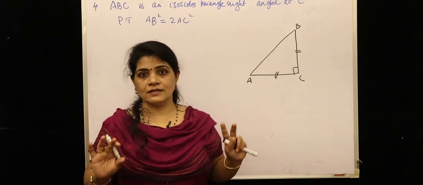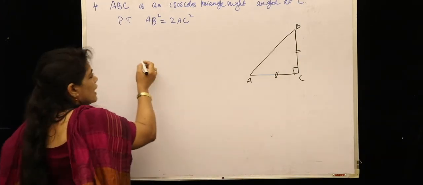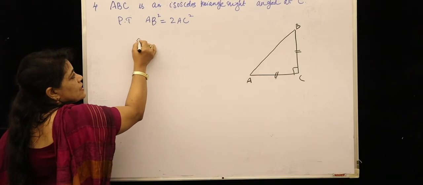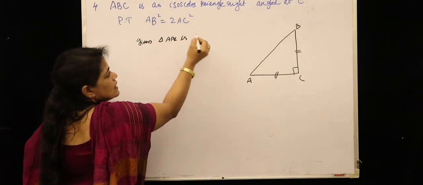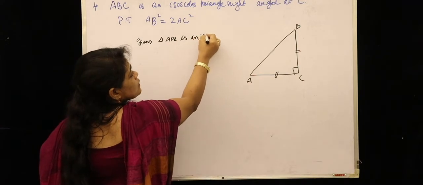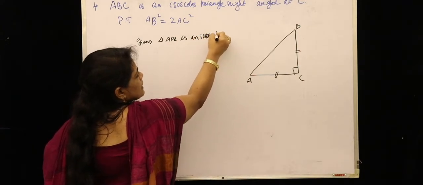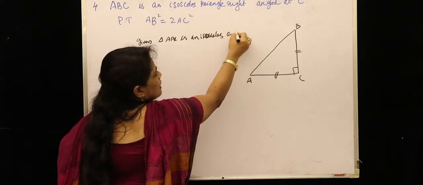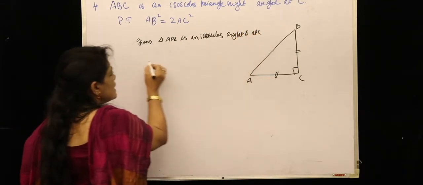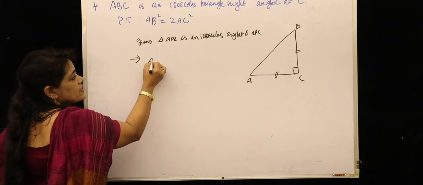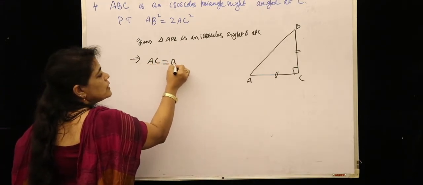So from the question you can write, given triangle ABC is an isosceles right triangle at C, this implies AC equal to BC.